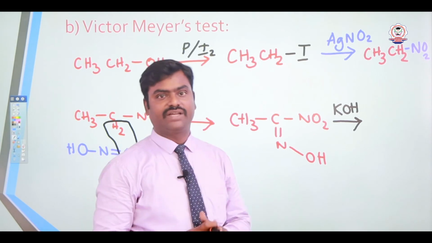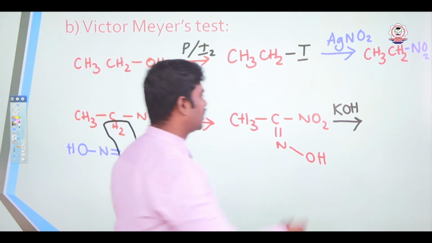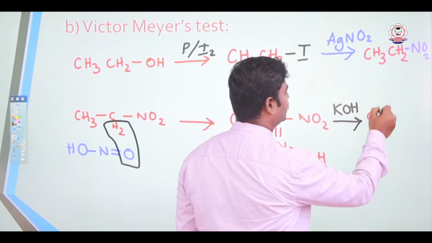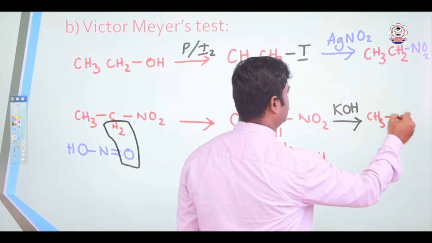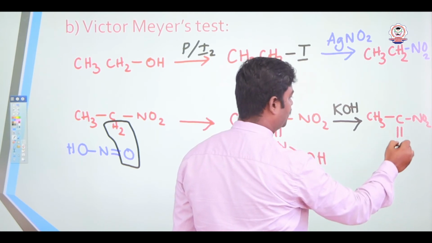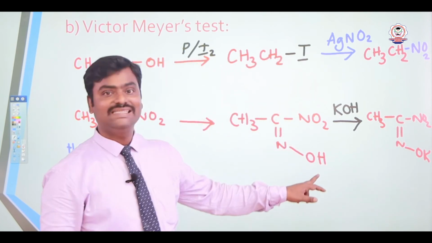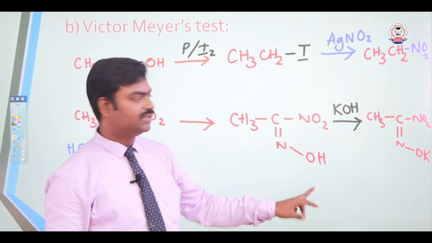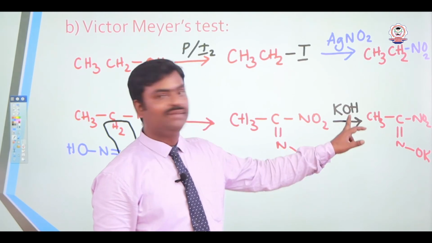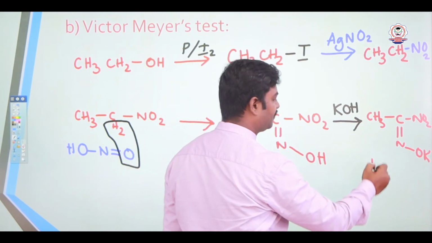So here we are getting the product. The color will be red. The compound is CH3C(NO2)=N-OK. Here the hydrogen is replaced by the potassium, so the hydrogen will be removed as water. So the color of the compound is red.